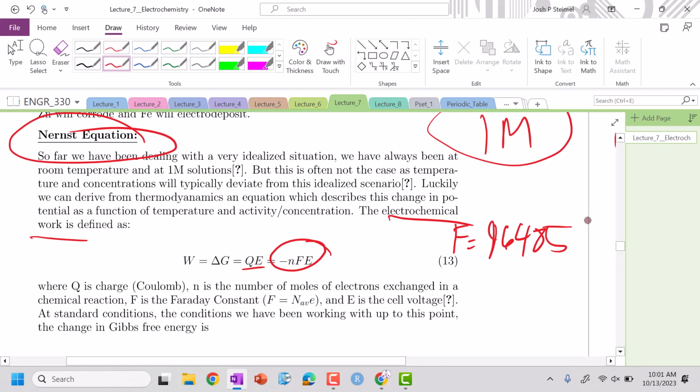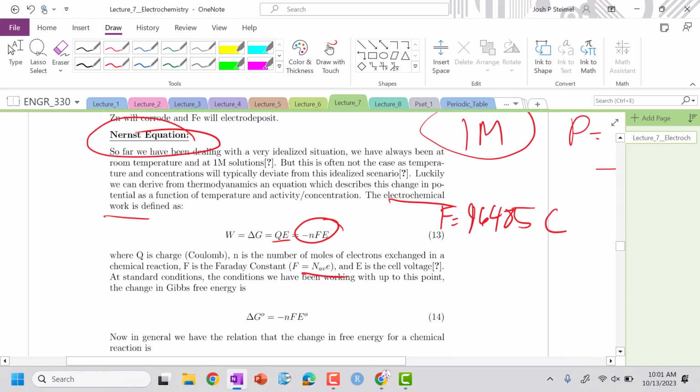Faraday's constant we should remember from, hopefully, physics, probably E and M. It should be in coulombs per mole. So Faraday's constant, times your cell voltage in volts. And you can kind of see that here as well.